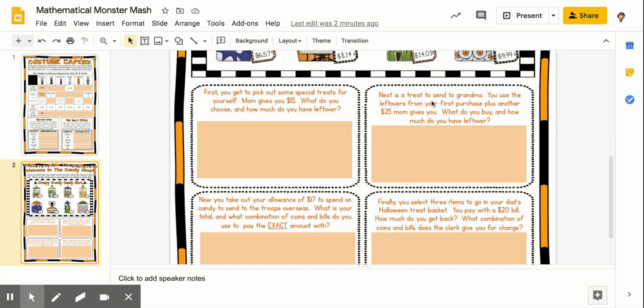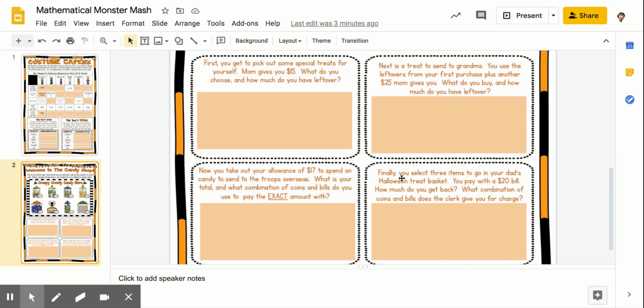Next is a treat to send to grandma. You use the leftovers from your first purchase, so whatever change you have from your first question, and you end up with another $25. So what do you buy again? So add up your totals, and then how much do you have left over? And it's going to keep going.